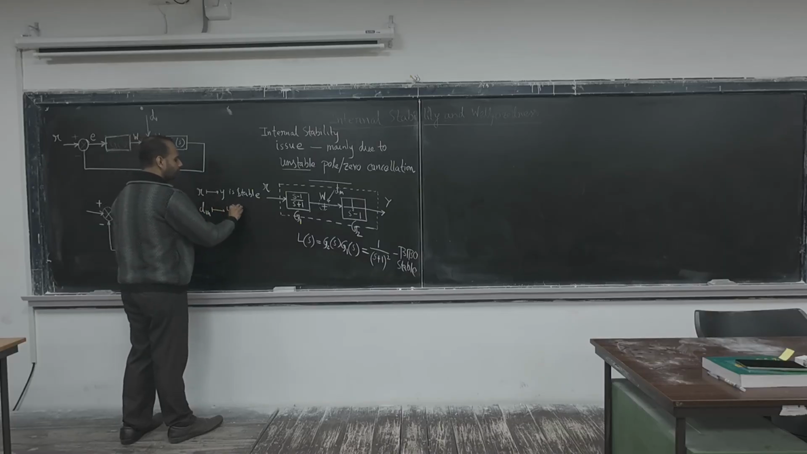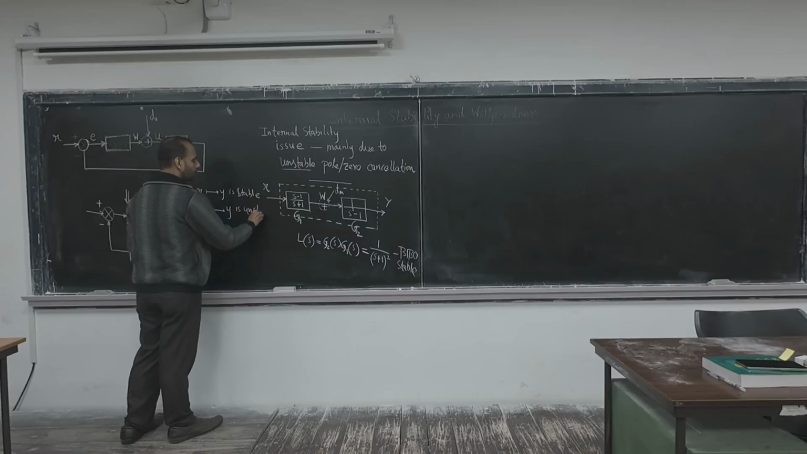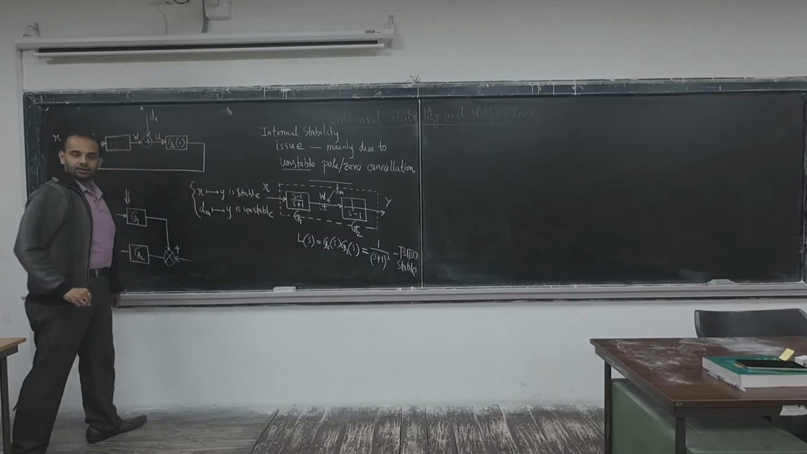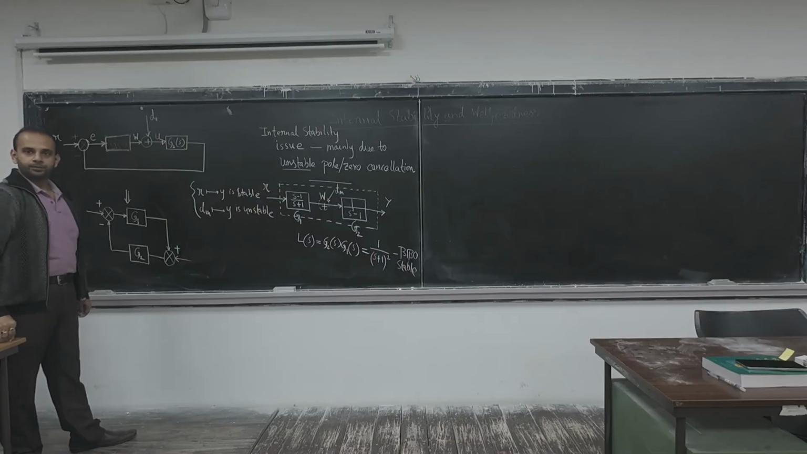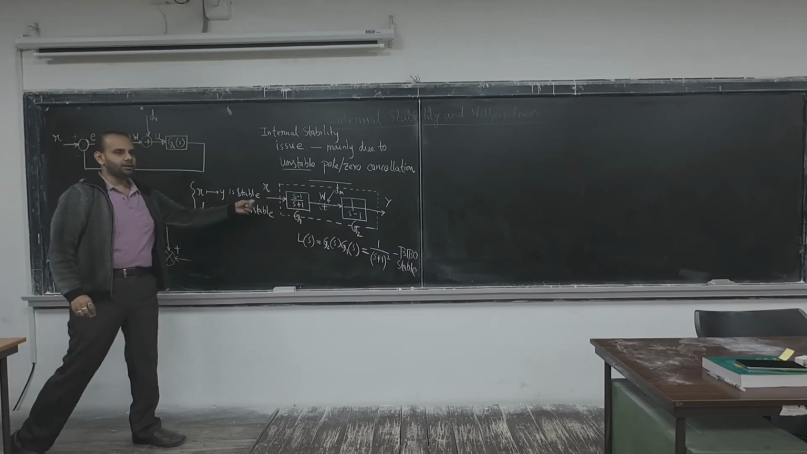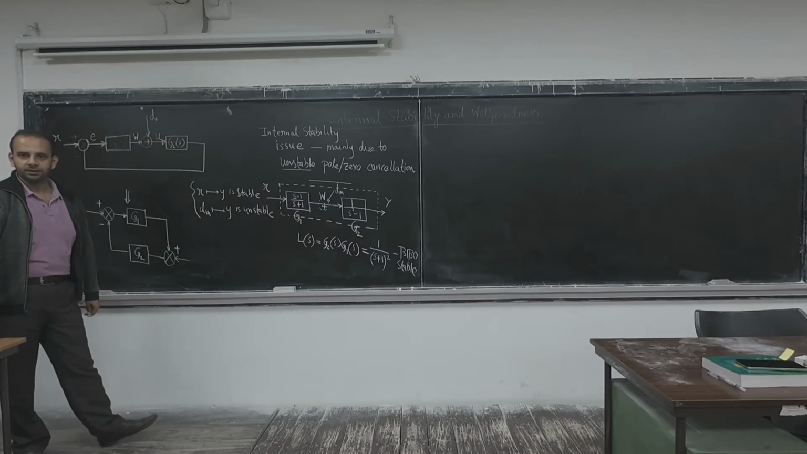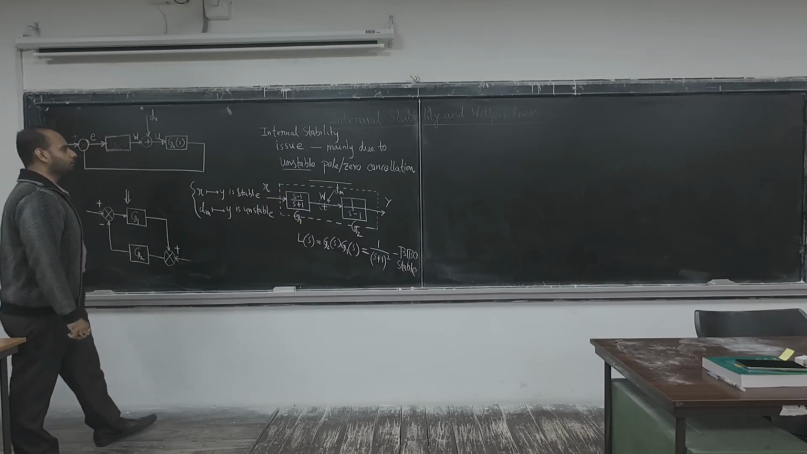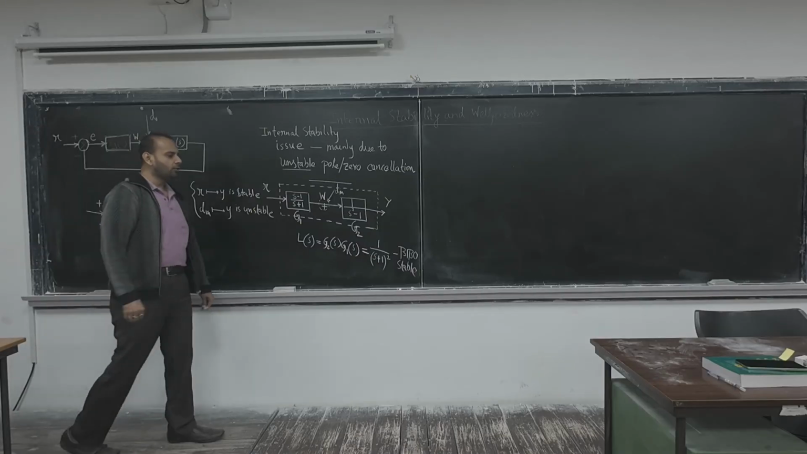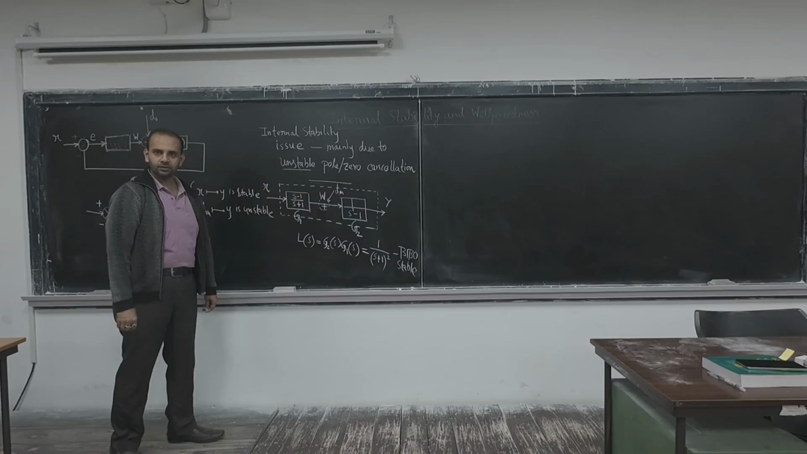Once again, if you extend the concept of asymptotic stability not to only one single system, but rather to an interconnection, that is nothing but internal stability. So understood. As in the case of one system, we ask whether x(t) starting from x0 goes to zero as t goes to infinity. Here also it is the same thing.